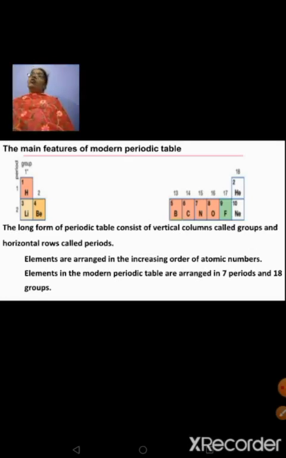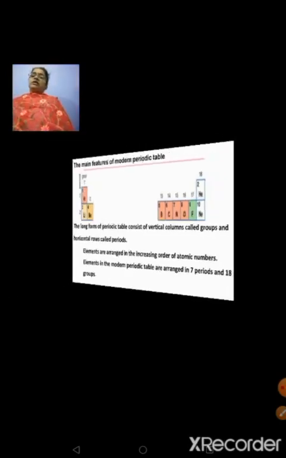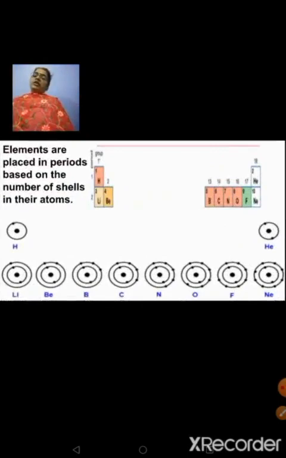This idea was given by Mendeleev. He was the first one to talk about the concept of arranging the elements possessing similar chemical properties under one group, right? So I've given a sample here that your group number begins from 1 and ends with 18, and your period number begins with 1 and ends with 7. Then, in the modern periodic table, the elements are placed in periods based on the number of shells in their atoms. That means, as the period number increases, the number of shells will also increase.